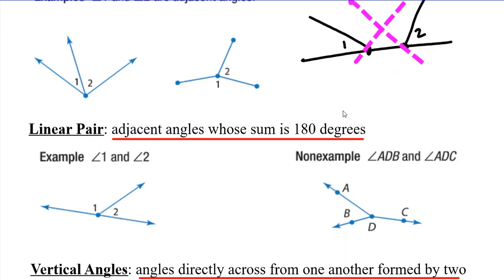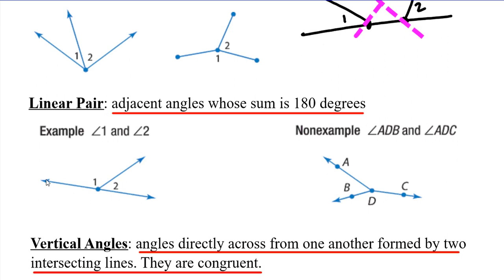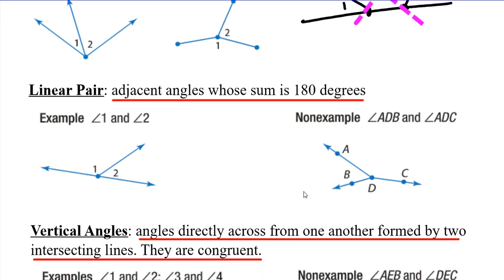A linear pair. A linear pair are adjacent angles whose angles add up to 180 degrees. So 1 and 2, they are on a straight line, and straight lines add up to 180 degrees. So 1 and 2 are what we call a linear pair. They add up to be 180. An example of a non-linear pair would be like angles B and D here. Those would not add up to be 180 degrees.